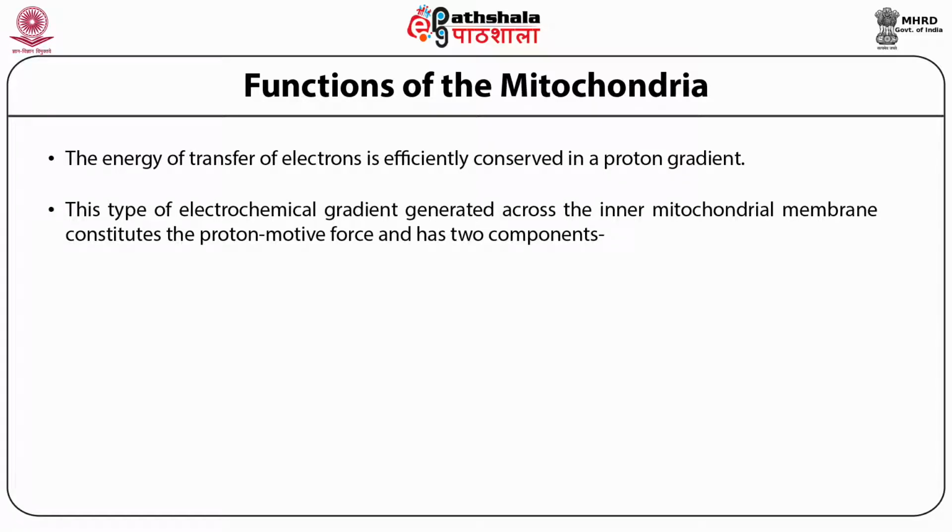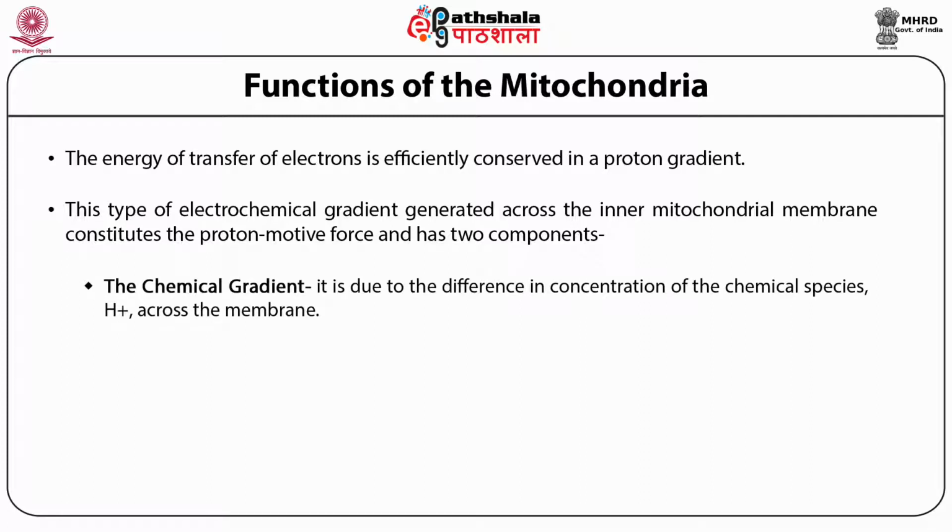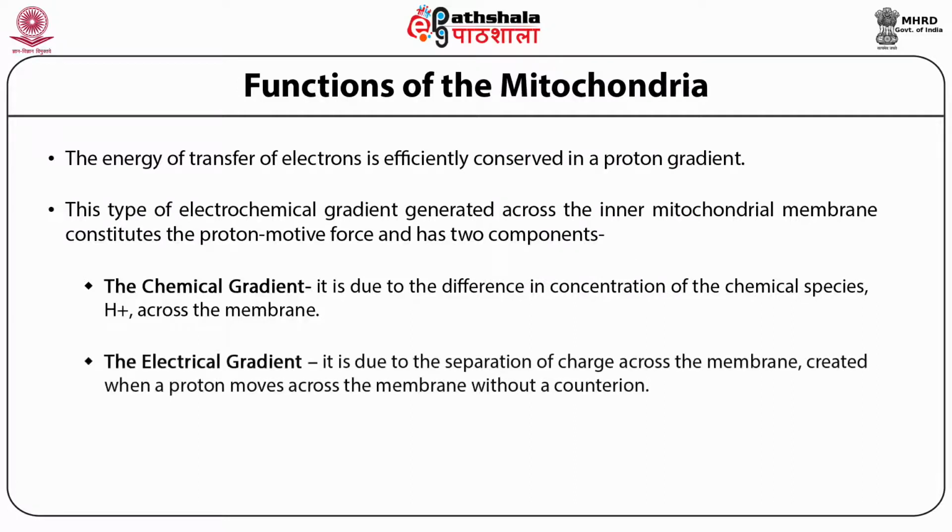This type of electrochemical gradient generated across the inner mitochondrial membrane constitutes the proton motive force. This proton motive force has 2 components. First, the chemical gradient, which is due to the difference in concentration of the chemical species, the protons, across the membrane. The second is the electrical gradient. It is due to the separation of charge across the membrane created when a proton moves across the membrane without a counter ion. Therefore, the matrix becomes negatively charged and the intermembrane space becomes positively charged.